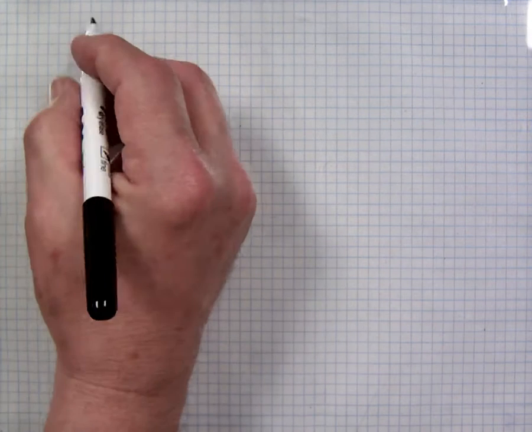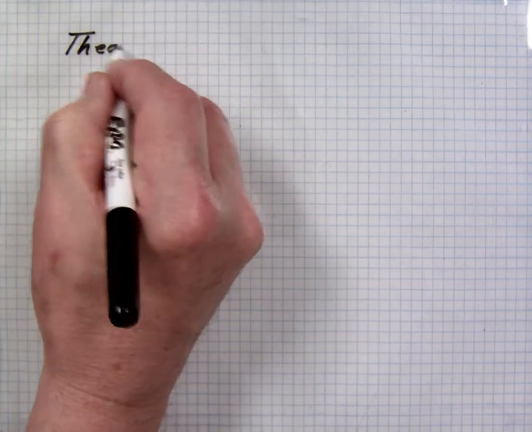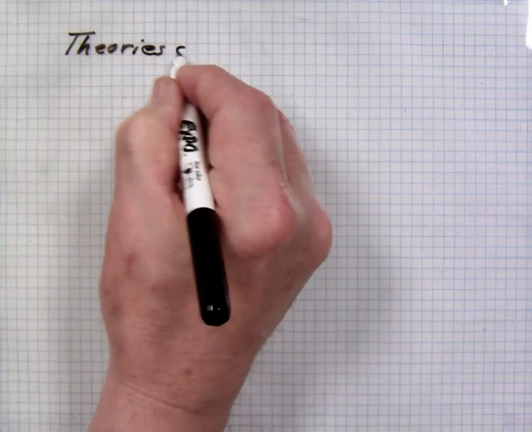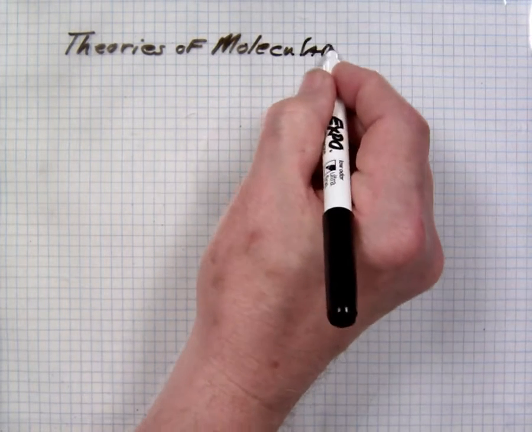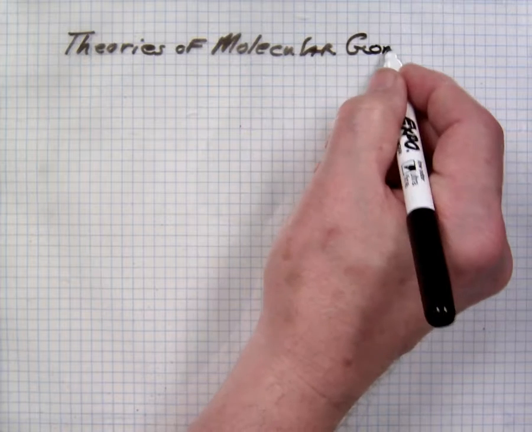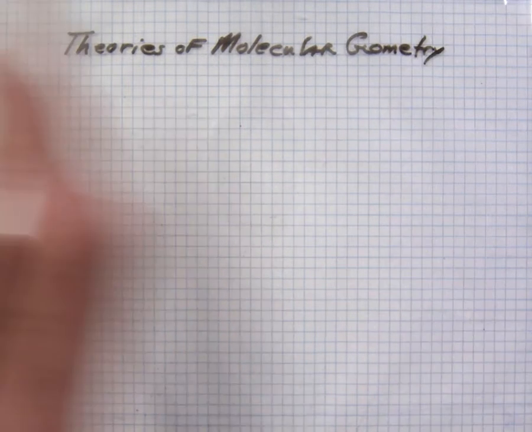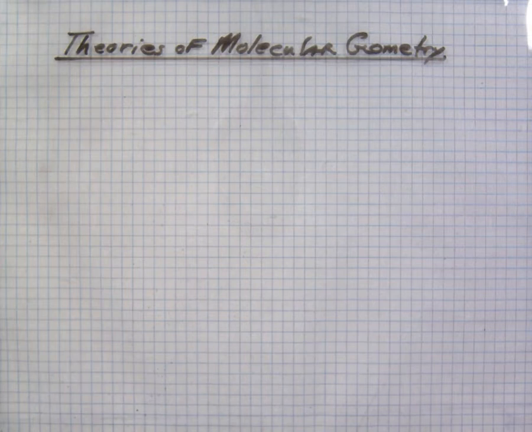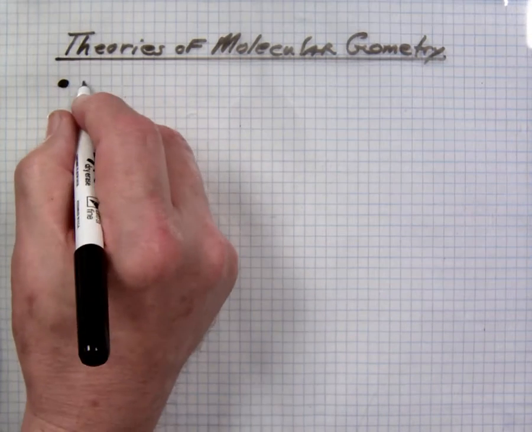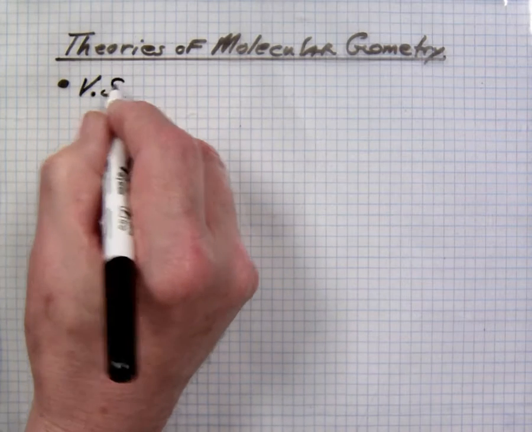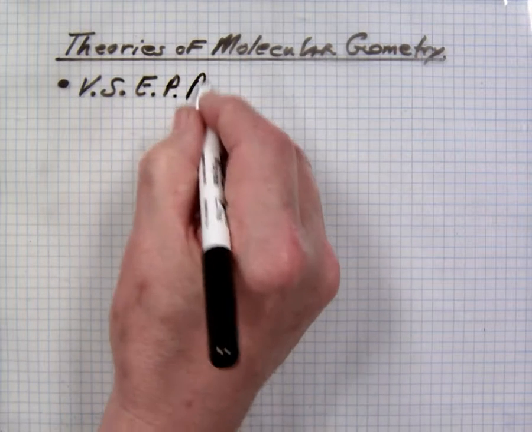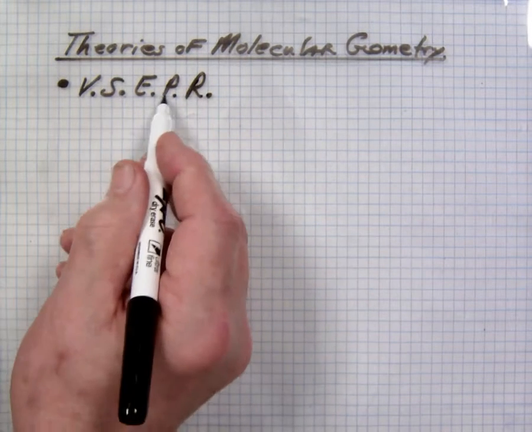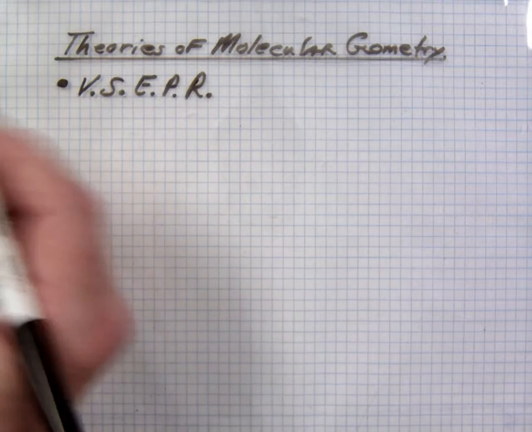Let's start now and identify the theories of molecular geometry. There are three theories of molecular geometry. One is called VSEPR theory, an acronym for valence shell electron pair repulsion theory, and I'll bring that back up here in just a second.